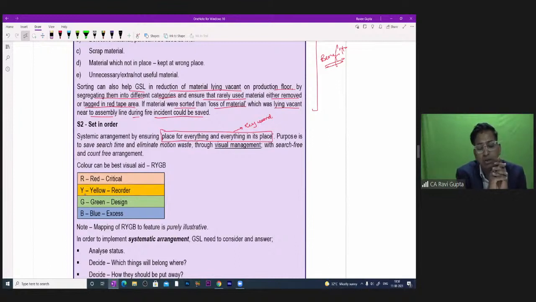Okay, so here why are we saying this? Because the purpose is to save the search time. We need not search.